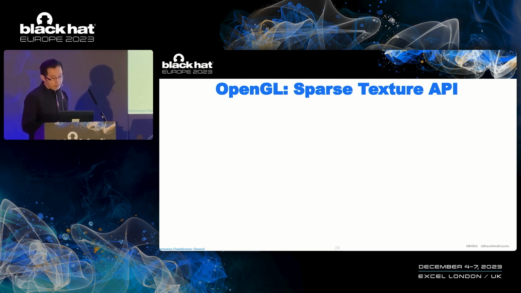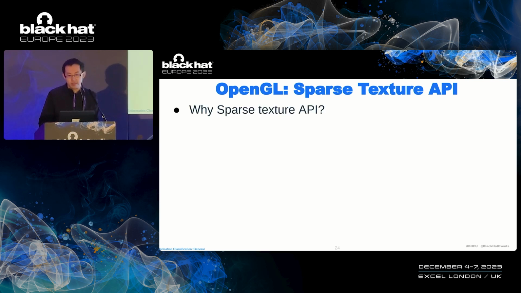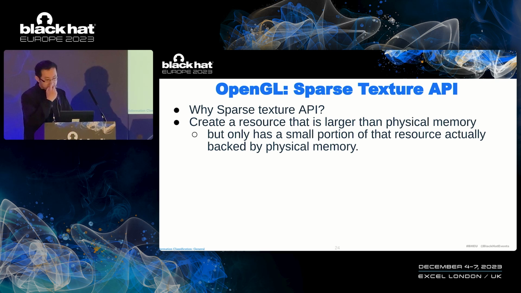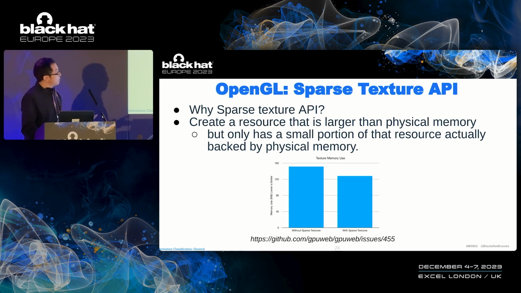So why do we need this API? In general, it creates a resource that appears to be larger than the physical memory we allocated, but only a small portion of that resource is actually backed by physical memory. In other words, we can allocate a bunch of virtual pages, but these virtual pages are only backed by a few physical pages. As a result, the sparse texture may consume much less memory. This could be very helpful, especially if you're using an entry-level Android device with very little RAM.